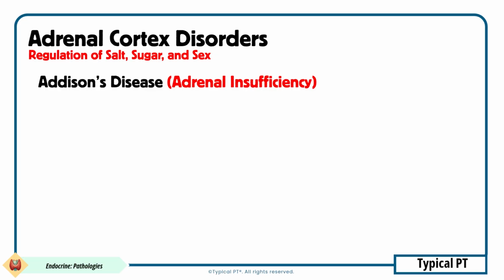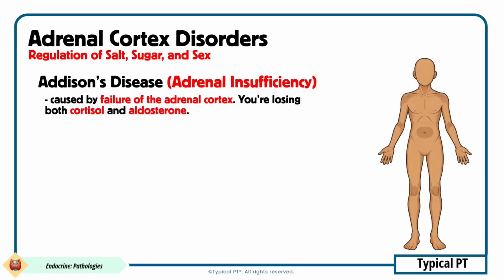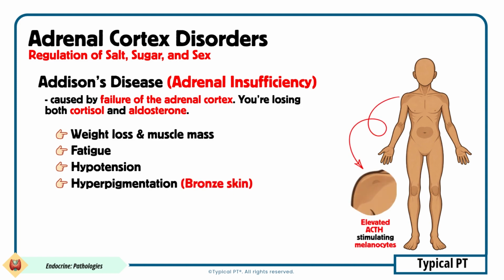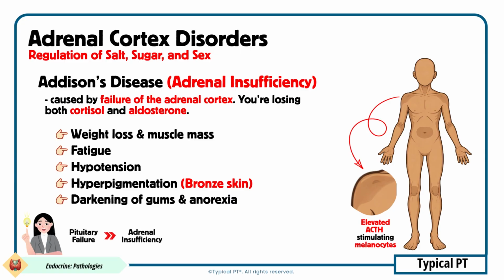Addison's disease is a form of adrenal insufficiency caused by failure of the adrenal cortex. You're losing both cortisol and aldosterone. Patients typically present with weight loss, muscle wasting, fatigue, and low blood pressure. A hallmark sign is hyperpigmentation, which gives the skin a bronze tone and results from elevated ACTH, stimulating melanocytes. Darkening of the gums and reduced appetite are also common. When adrenal insufficiency is caused by pituitary failure, hyperpigmentation is not seen because ACTH levels are low.